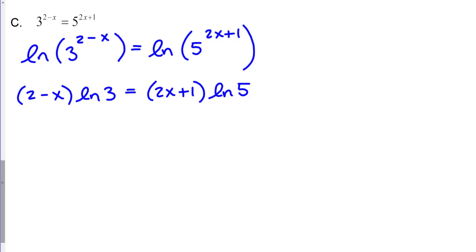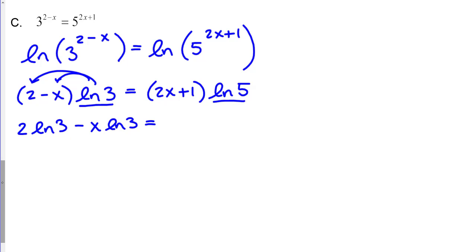But basically what I need to do is take, say, the natural log of 3, and distribute it into this set of parentheses. So 2 natural log 3 minus x natural log 3. And same thing on the other side. Just take the natural log 5 and distribute it into these parentheses. So 2x natural log 5 plus natural log 5.